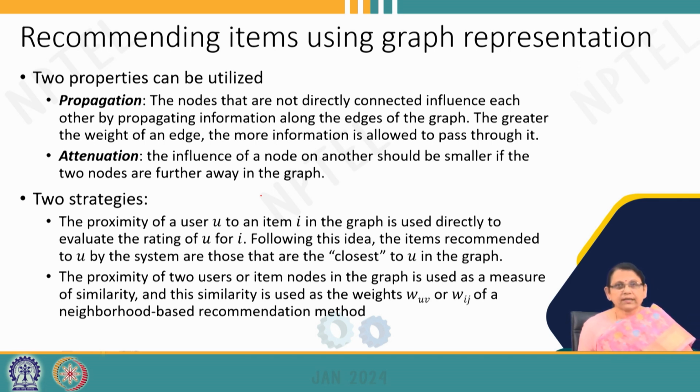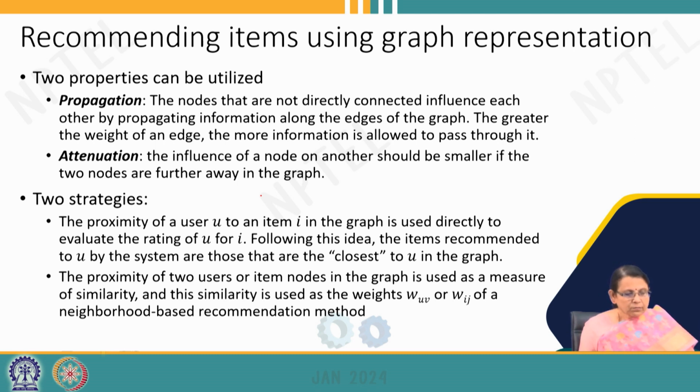Now, what are the strategies? Here, the proximity of a user U to an item I in the graph is used directly to evaluate the rating of U for I. Following this idea, the items recommended to U by the system are those that are closest to U in the graph. So, those items which are close to U are going to be recommended to U.